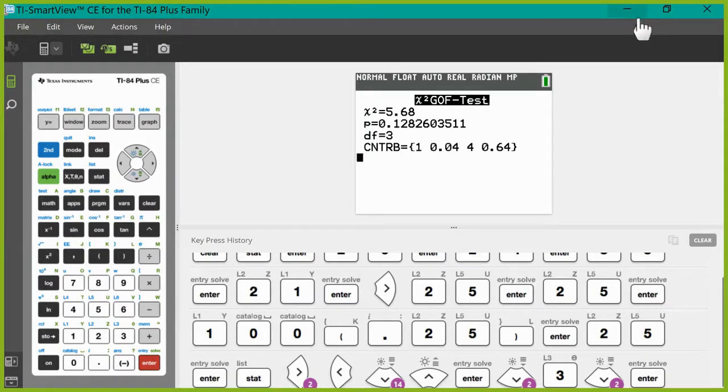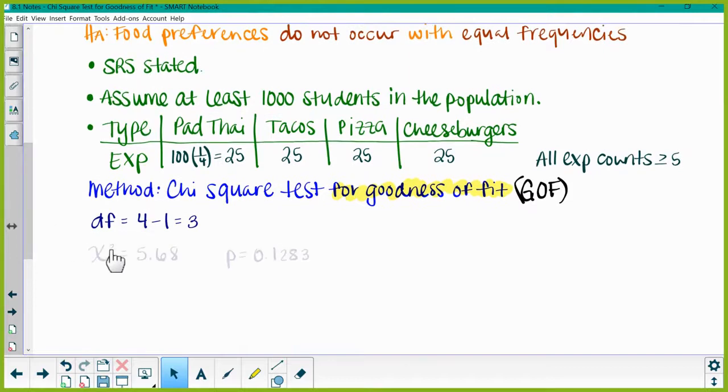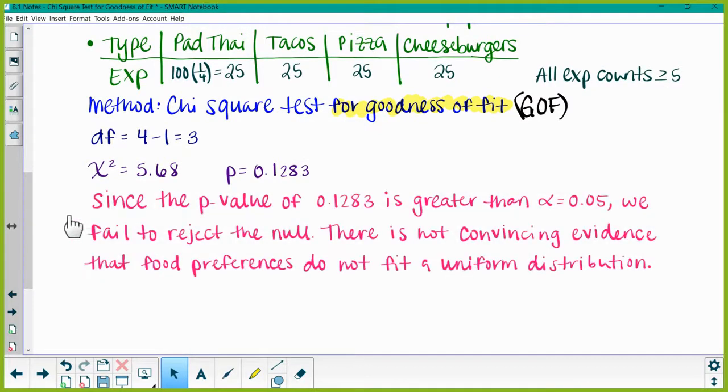So I'm going to go back to my paper. And I have chi-squared is 5.68 and p was 0.1283. And then we just conclude. Since the p-value of 0.1283 is greater than alpha, we fail to reject the null. Now this is where I warned you about double negatives. There is not convincing evidence that food preferences do not fit a uniform distribution.